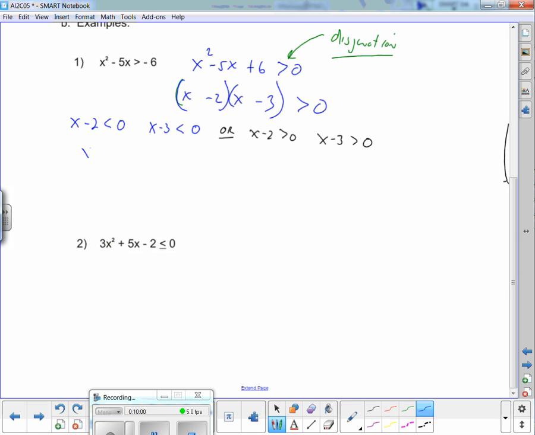Okay, the first one's easy. You get x less than 2. The second one, you get x less than 3. The third one, you get x greater than 2. And the fourth one, you get x greater than 3.